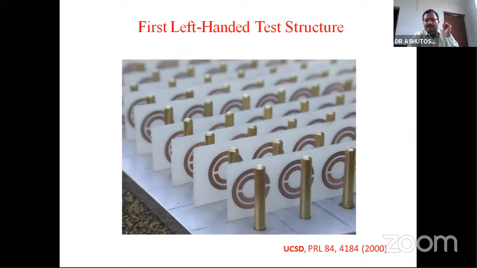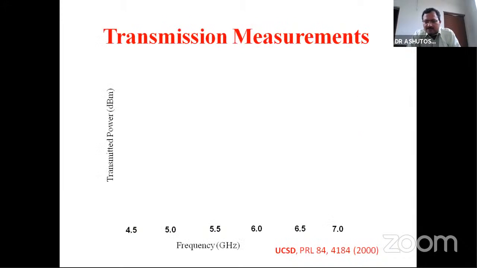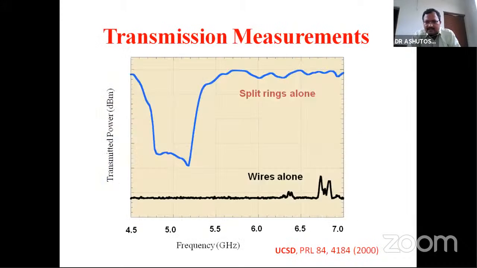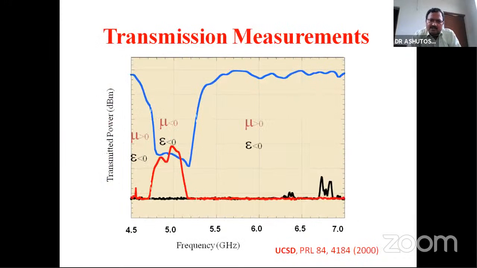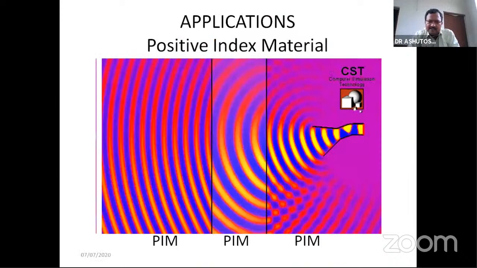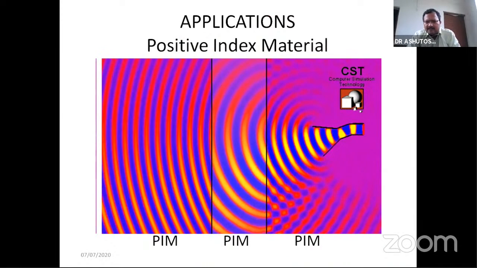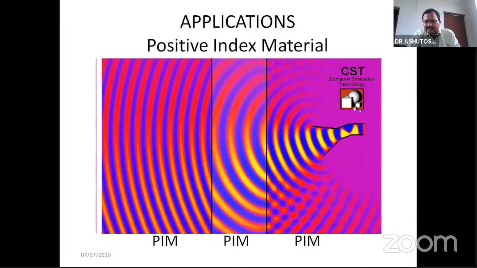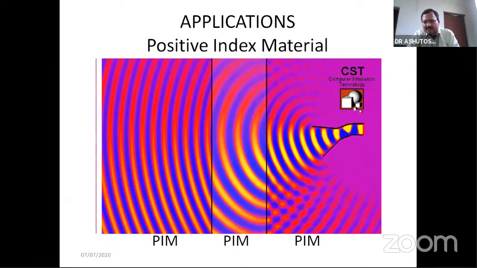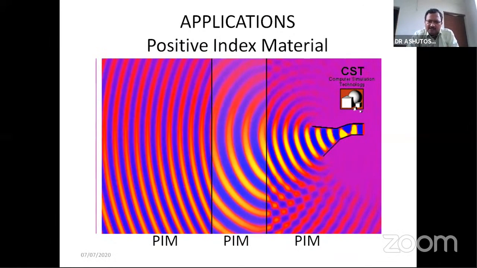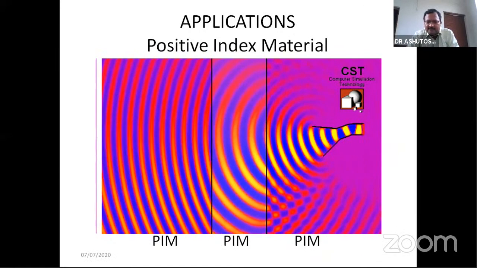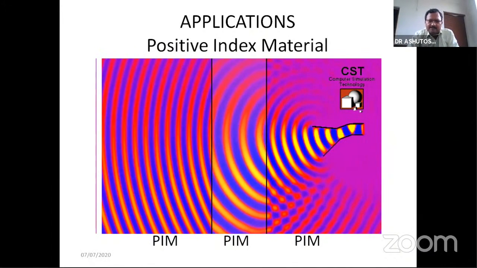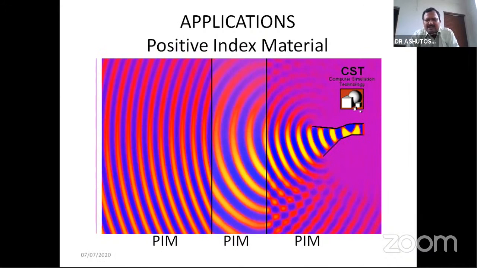And this was the first practical left-handed material. We can see the transmitted power for the epsilon-negative and mu-negative medium in this picture. Here you can see an antenna radiating the microwave. There are three media, all positive index media with different properties.